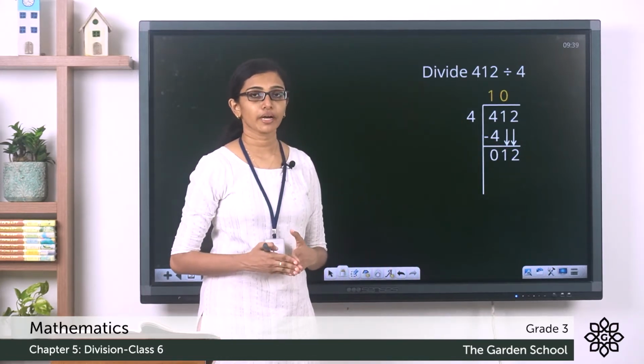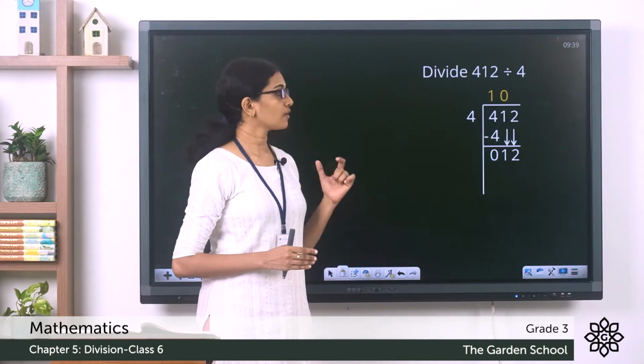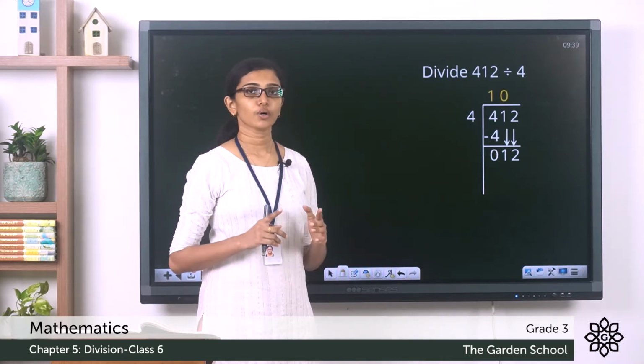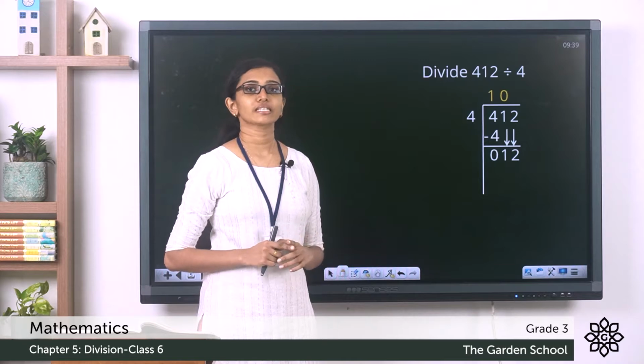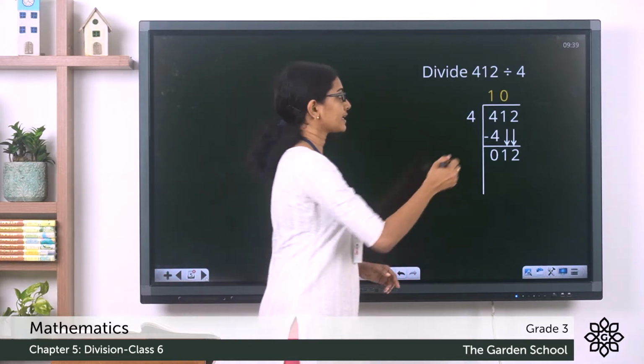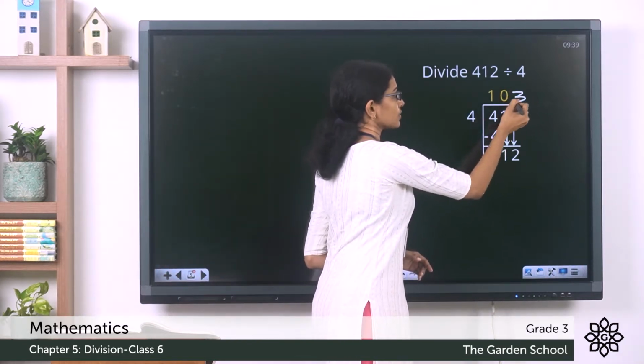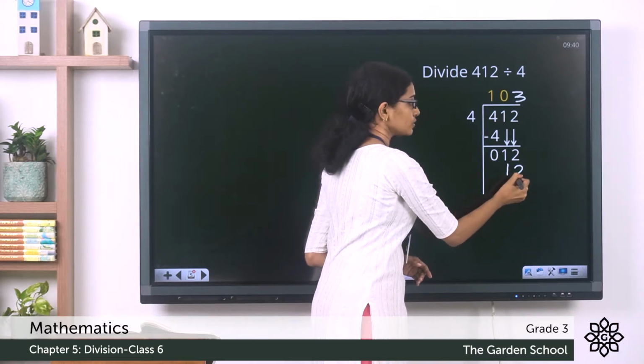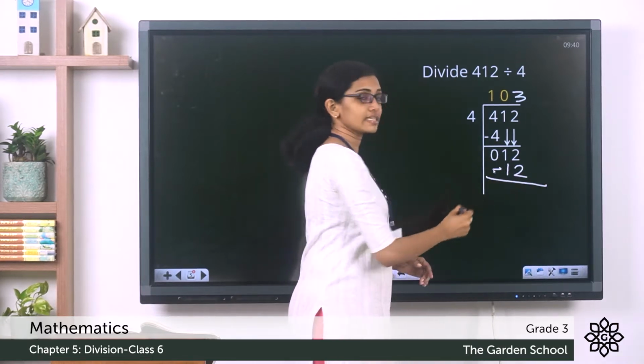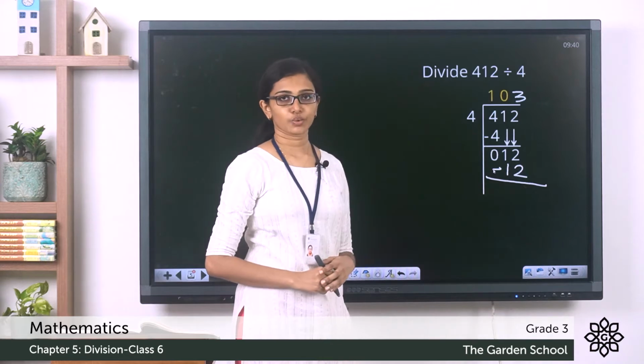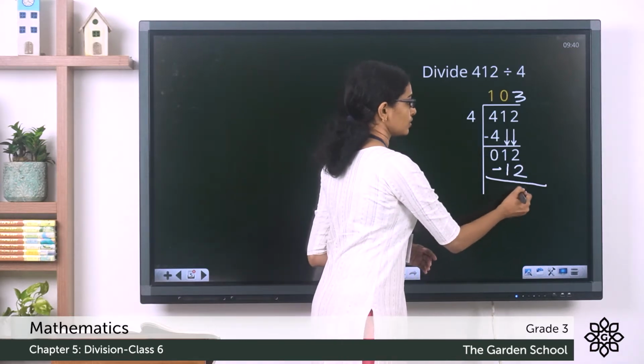What is 12 divided by 4? Just recite the table of 4. 4 ones are 4, 4 twos are 8, 4 threes are 12. So let's write that 3 over here. Now 3 into 4 is equal to 12. Now let's subtract these numbers. 12 minus 12 and that is equal to 0.